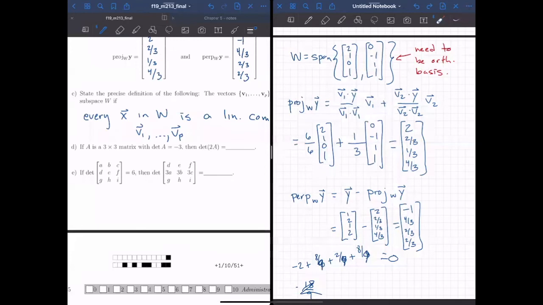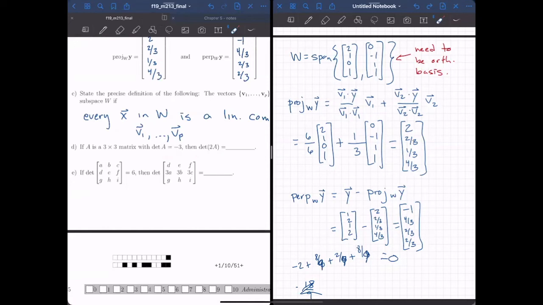Okay, good. So here's a question. If A is a 3x3 matrix and the determinant of A is equal to -3, what's the determinant of 2 times A going to be? -24? Yeah, I think so.